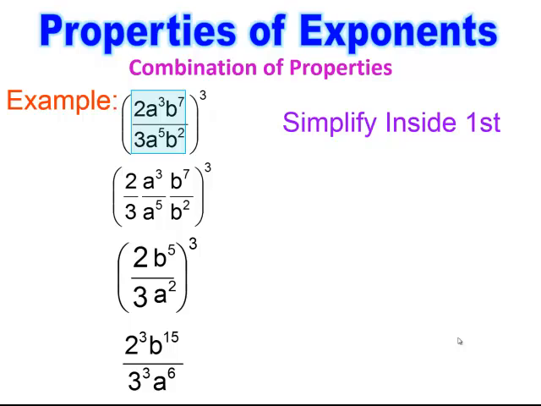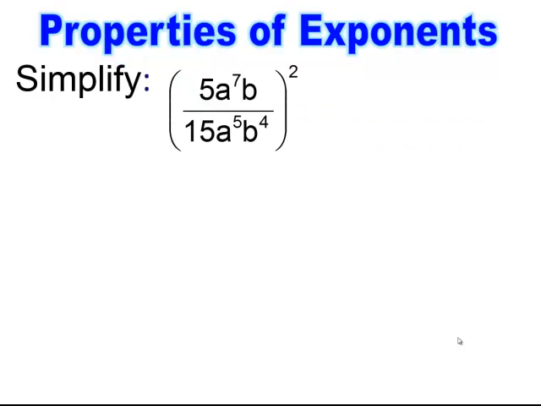So you're going to end up getting 2 to the 3rd, b to the 15th power, 3 to the 3rd, a to the 6th power. And now you're going to have to evaluate the 2 to the 3rd and the 3 to the 3rd, and you'll get 8 b to the 15th all over 27 a to the 6th. So simplify inside first before you take the power on the outside. Pause and try.